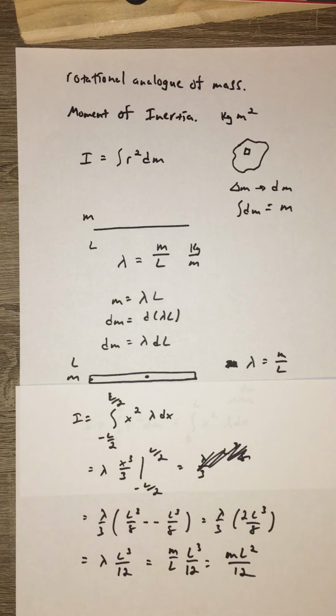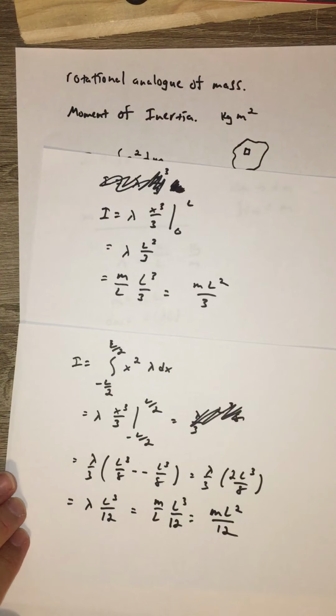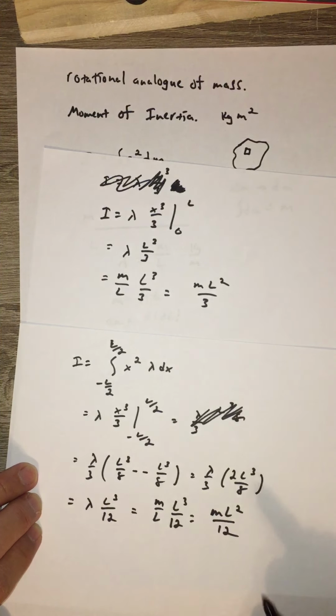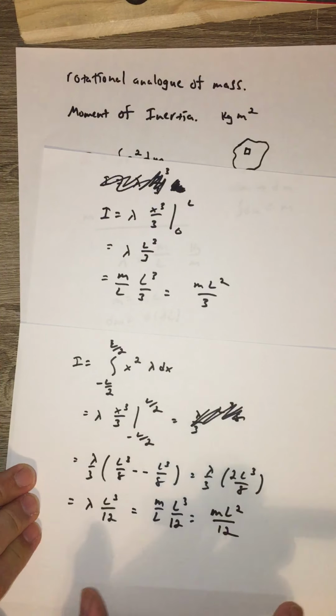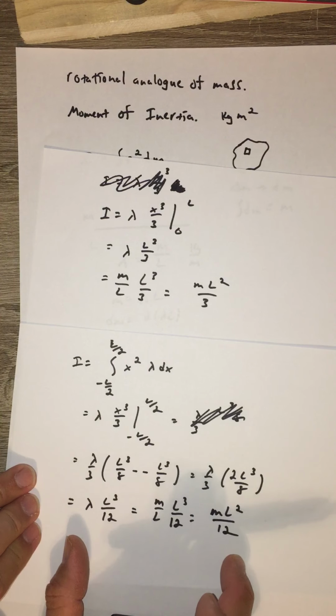Let's compare the results we got, shall we? For the bar about its end, I got mL squared over 3. For the bar about its center, I got mL squared over 12. Both of those match up with what I can look up on a chart. I got both of them by doing the same calculus procedure.